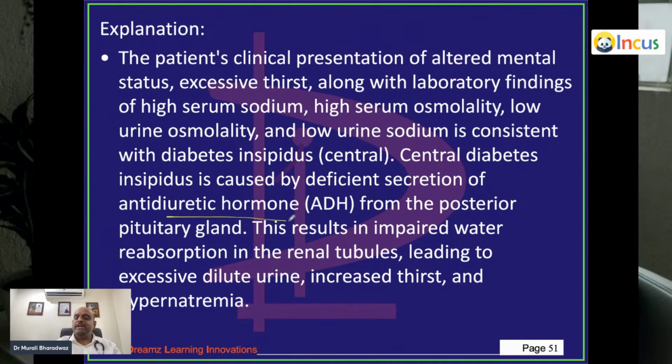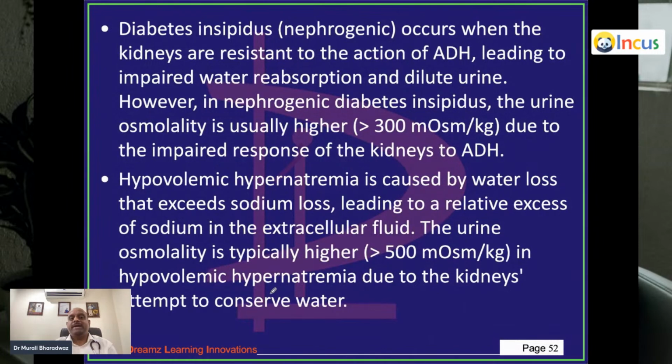Whenever there is any deficiency of ADH, there's impaired water reabsorption in the renal tubules, leading to excessive dilute urine, increased thirst, and hypernatremia. So why is it not nephrogenic diabetes insipidus? Typically, if it is nephrogenic diabetes insipidus, the urine osmolarity is more than 300 because of the impaired response of kidneys to ADH.